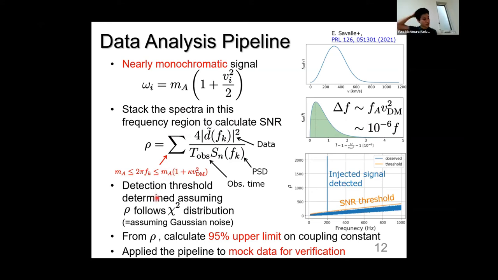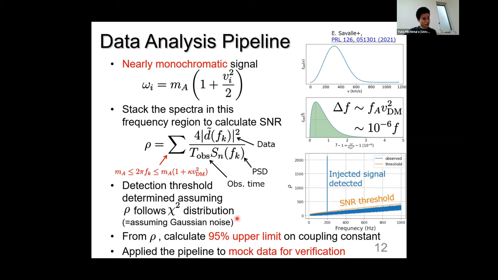And the threshold is determined assuming this raw signal to noise ratio follows the chi-squared distribution, which means we are assuming Gaussian noise if there's no signal. And from the distribution of this detection statistic, we can calculate a 95% upper limit on the coupling constant epsilon. And we actually applied this pipeline with mock data for the verification. And this is an example result of the mock data analysis. These blue lines are calculated from the mock data signal to noise ratio, and this orange line is the signal to noise ratio threshold, and we actually can successfully detect the injected signal.